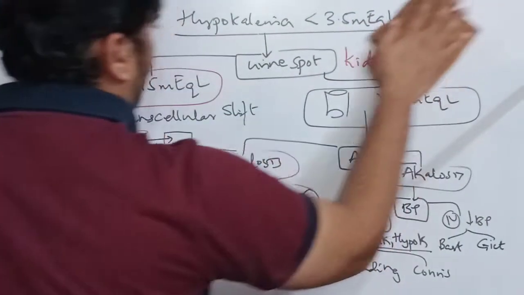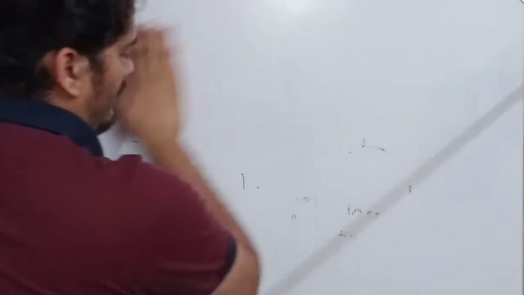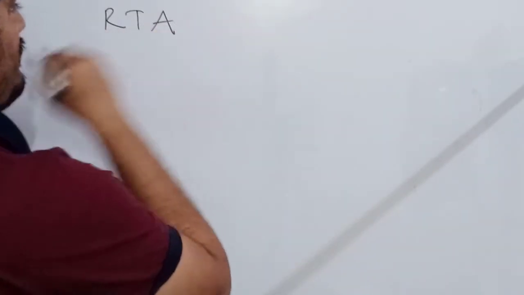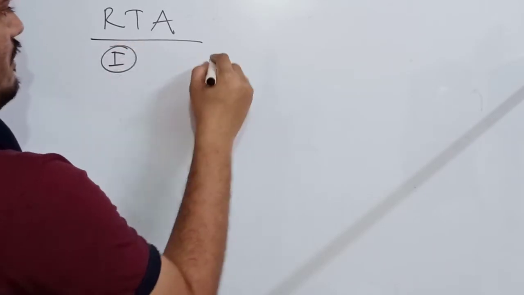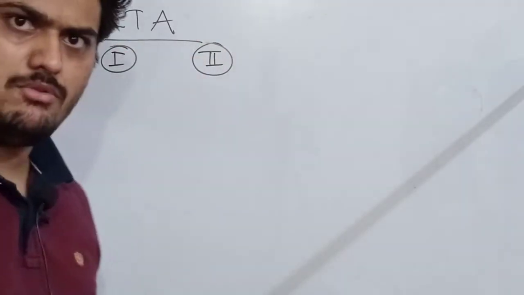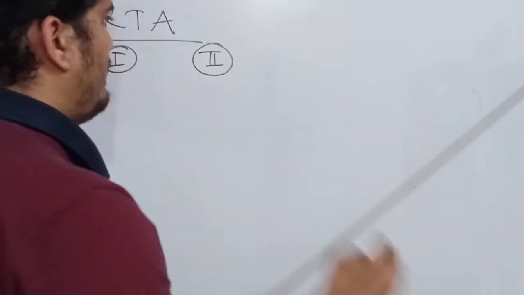That is hypokalemia. First we did that, and then we did urinary spot potassium. After the assessment of urinary spot potassium, if the urinary spot potassium is high, then we concluded that the kidney is the problem. Then we did ABG. After the ABG, we classified as acidosis and alkalosis. In the acidosis, the diagnosis becomes RTA, that is renal tubular acidosis. So in renal tubular acidosis, there are four important types. The RTA type 1 and RTA type 2 are important with respect to hypokalemia, because in both RTA type 1 and RTA type 2, hypokalemia is seen, whereas in RTA type 4, it is a hyperkalemia situation.